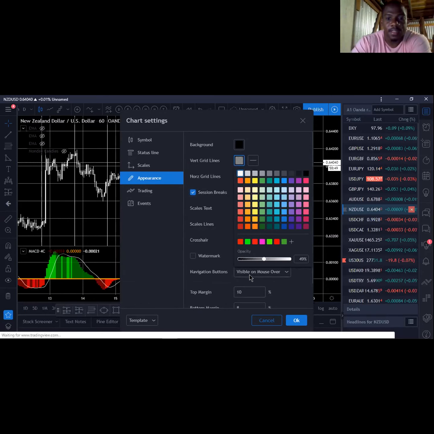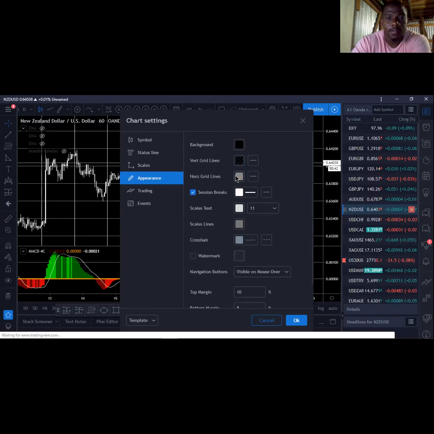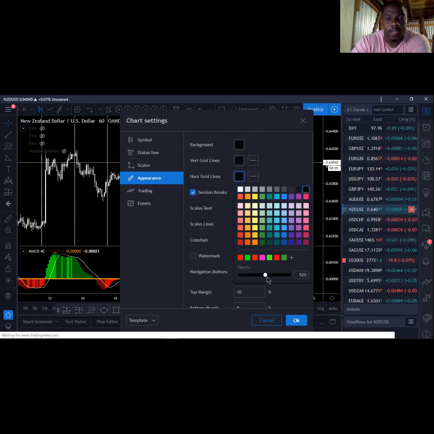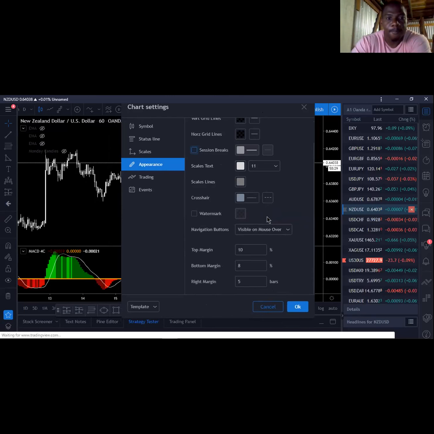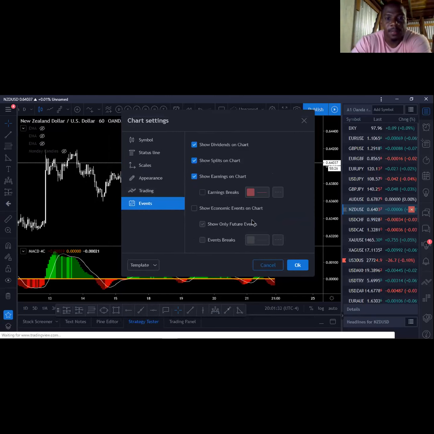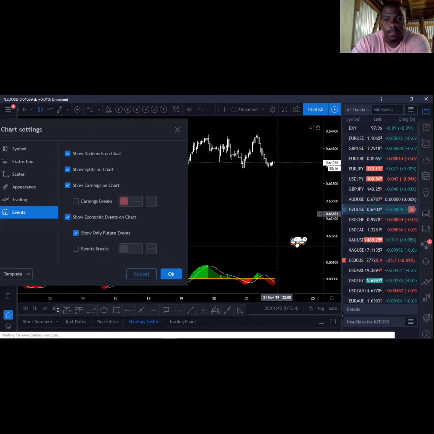But I just keep my chart clear, so I would set my grid lines to match the color of my background and put the opacity to 0. I don't normally have any session breaks. Events: sometimes you might see this ticked, showing economic events, so you might see little flags at the bottom of your chart. All of that I remove.